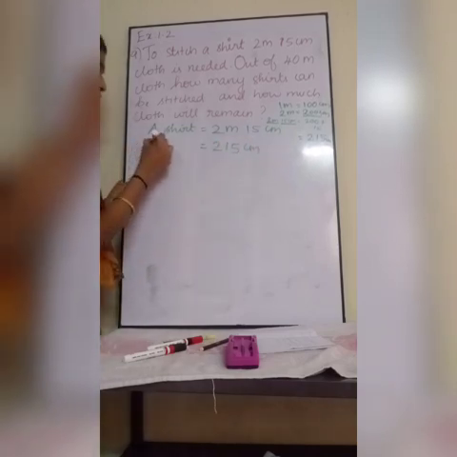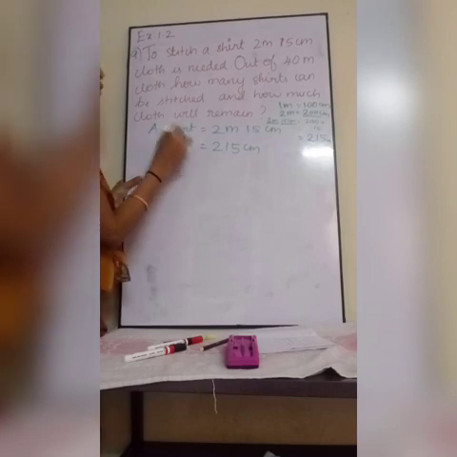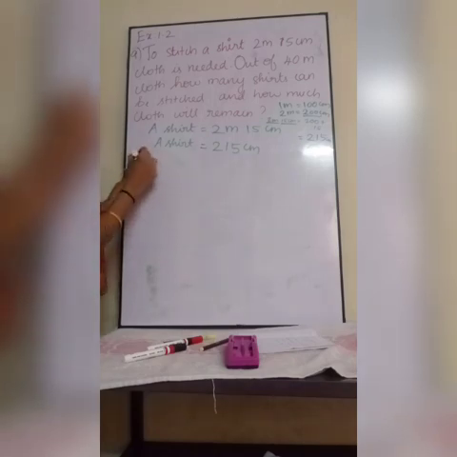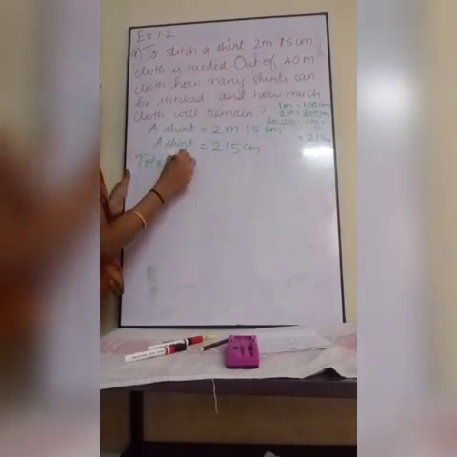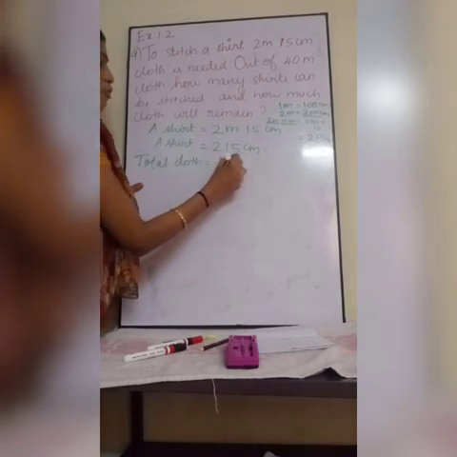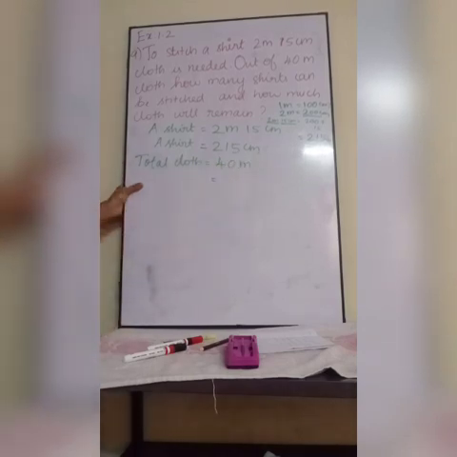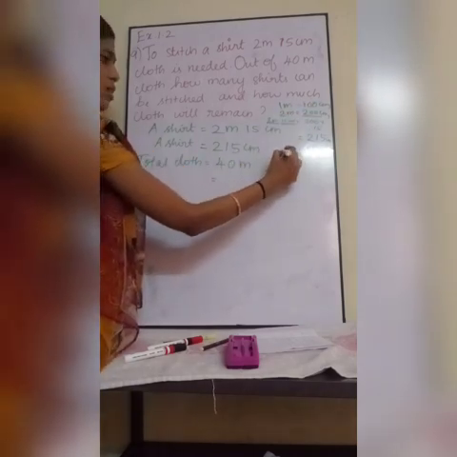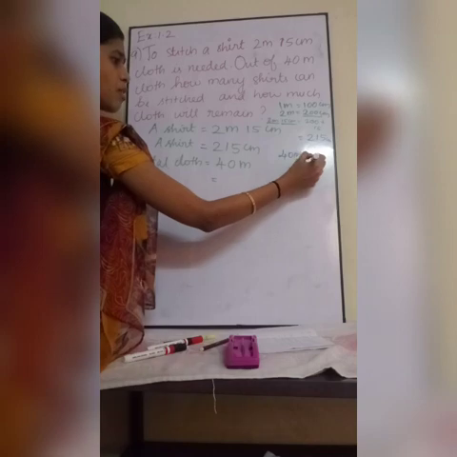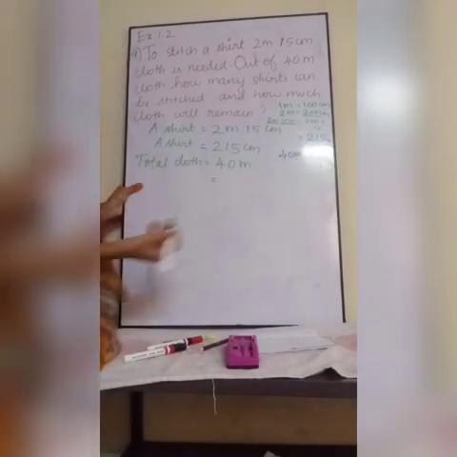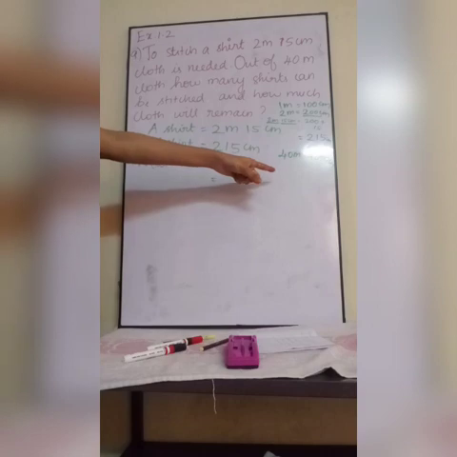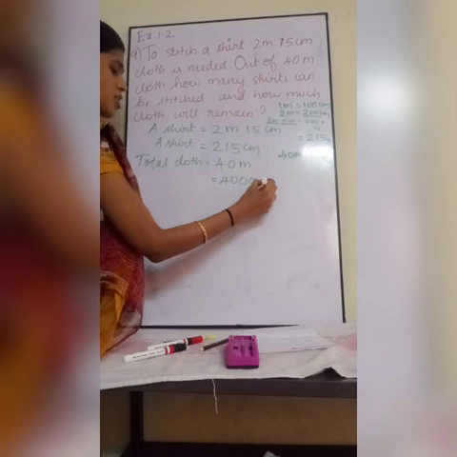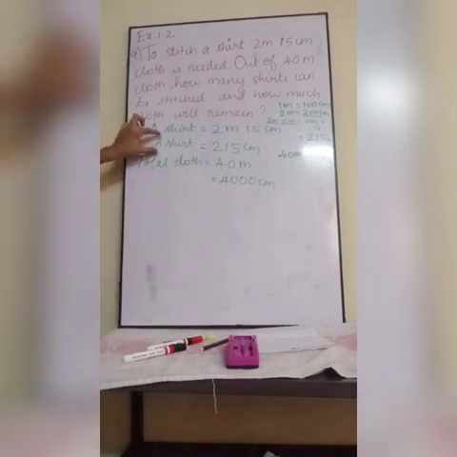For stitching a shirt, we need 215 centimeter. Now, how much total cloth do we have? Actually, the total cloth is 40 meter. Can we convert this 40 meter into centimeter? Yes, obviously. 1 meter is equal to 100 centimeter, so 40 meter means 4000 centimeter. You can do this calculation and see, children. It is very easy. Now, the answer is 4000 centimeter.